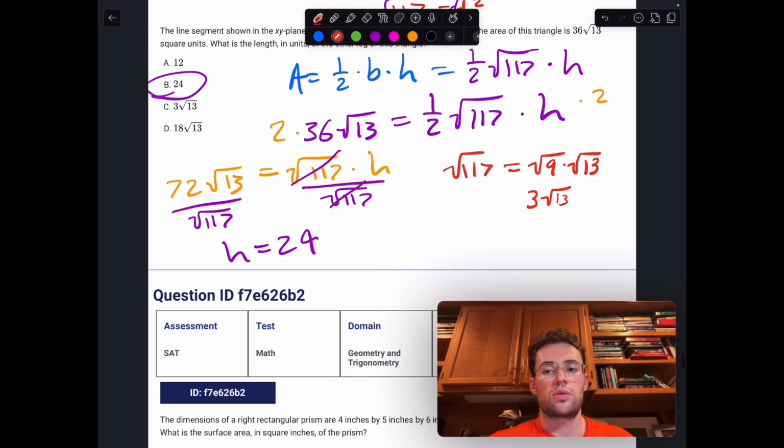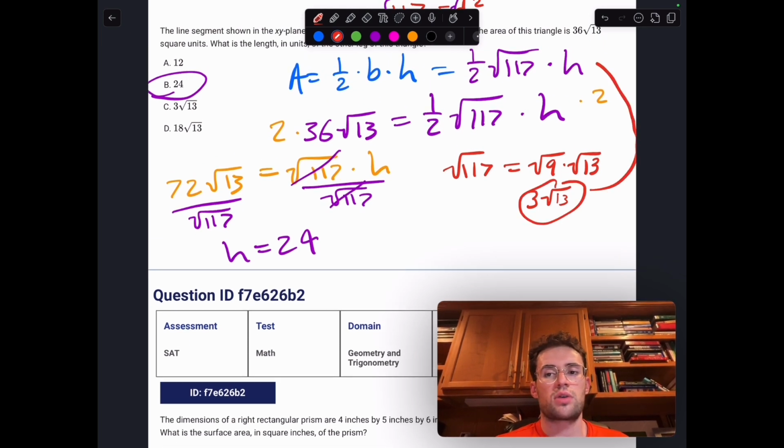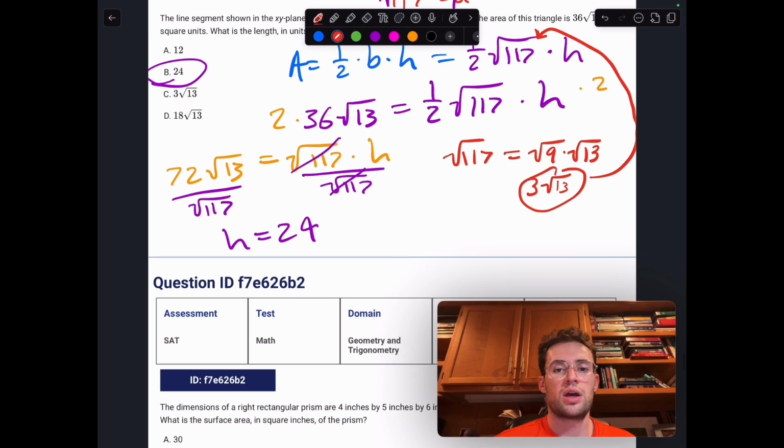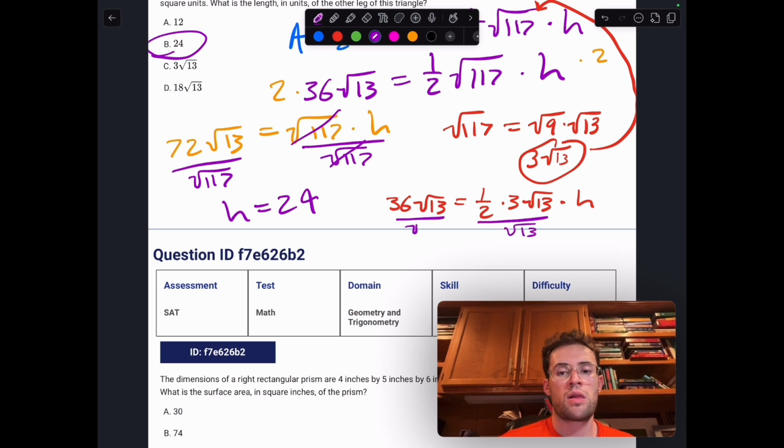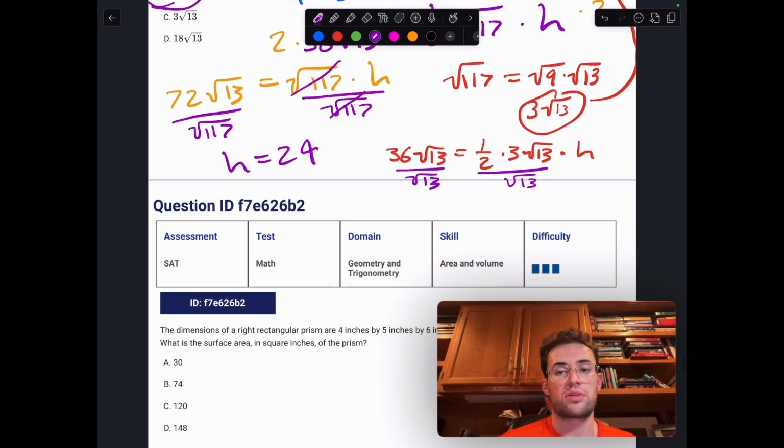All right, so 3 root 13 is the same as square root of 117, so we can just substitute that in here, and we'd say 36 root 13 is equal to 1/2 times 3 root 13 times h. Now, we could divide both sides by the square root of 13, and that will cancel out those radicals. We're left with 36 equals 1/2 times 3, which is 3/2, times h.